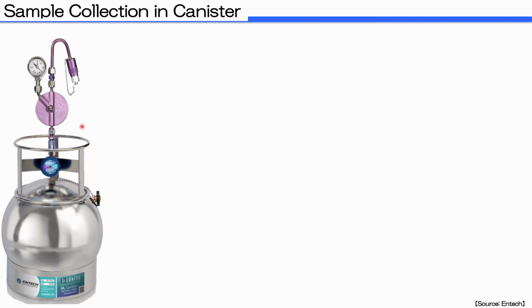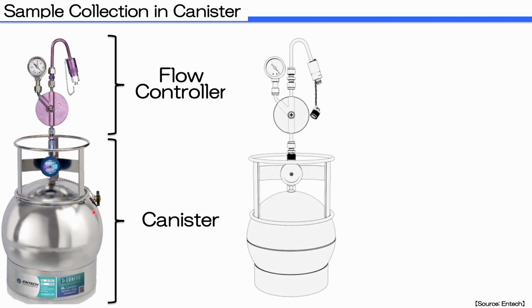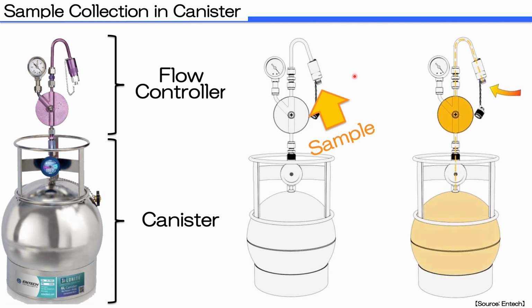The upper part in this picture is called flow controller, and the lower spherical container is called the canister. Atmospheric samples are drawn from the inlet of the flow controller, and the sample goes through the flow controller and will accumulate in this canister.